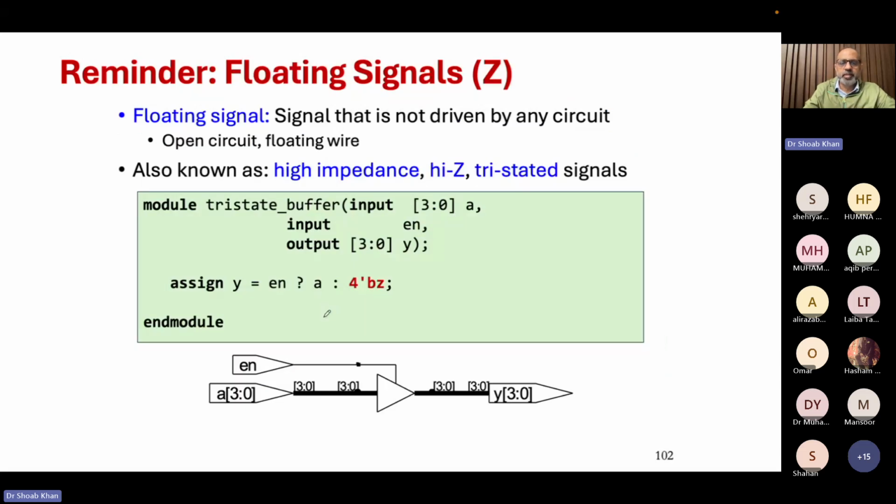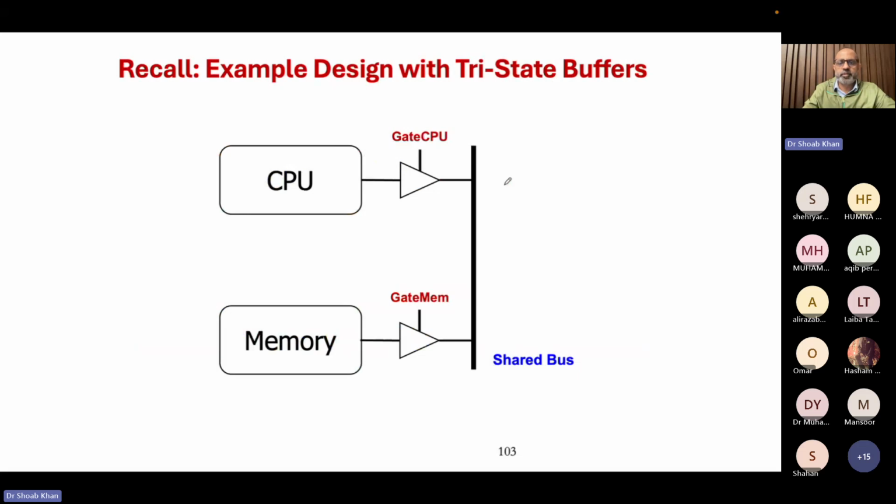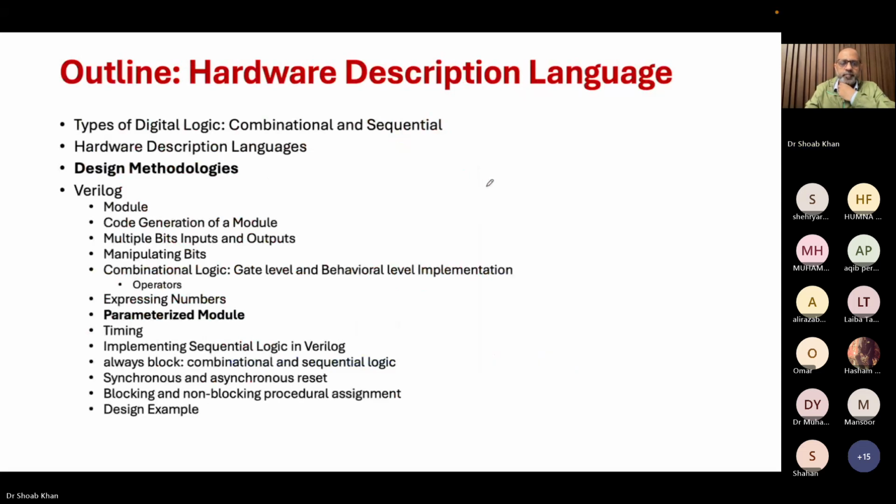This also we covered. It is like a floating signal Z, and usually if you have a shared bus where you want to disconnect one of the devices which are driving this bus, so you use a tri-state buffer.